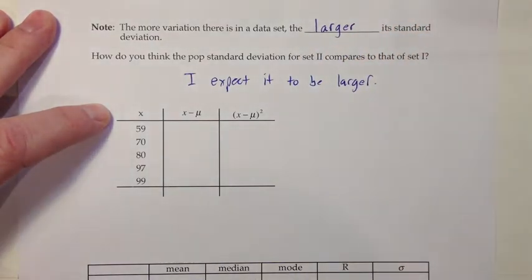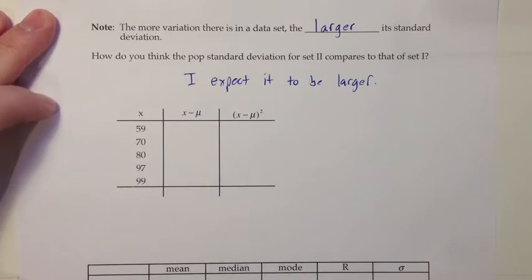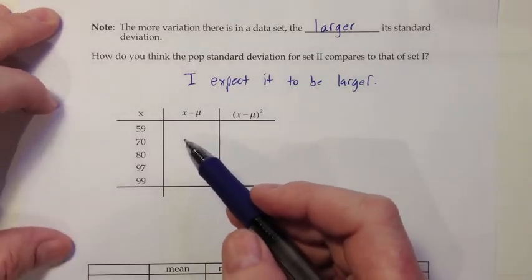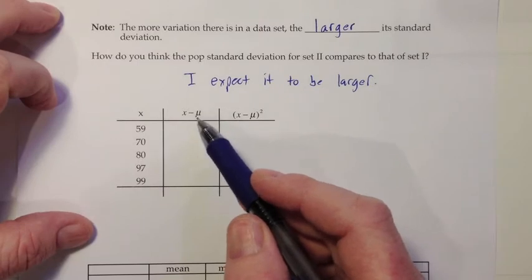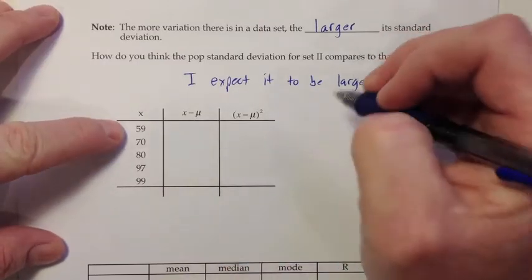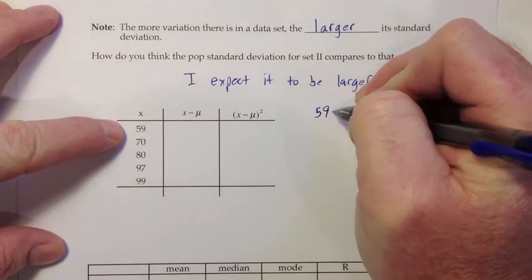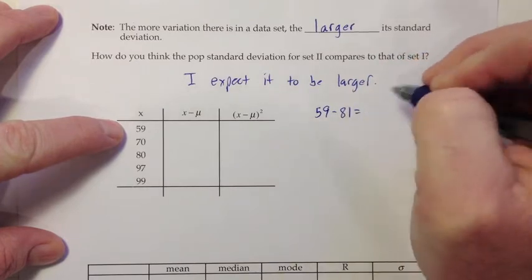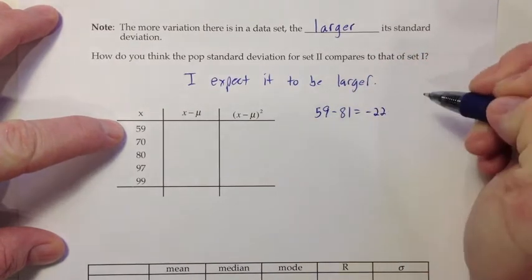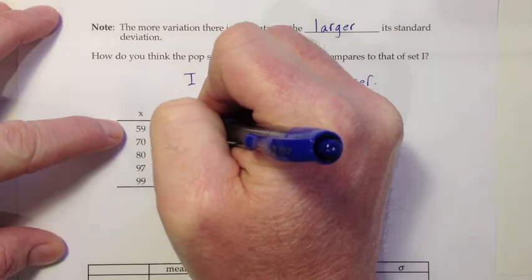And now we're just going to run through and calculate the standard deviation for data set 2 and confirm my suspicion there, I hope. So let's go ahead and do that process. You might remember that both data set 1 and 2 had the same mean of 81. So my first number in this chart would be 59 minus 81, and I believe that's negative 22. So I'll go ahead and fill that in.